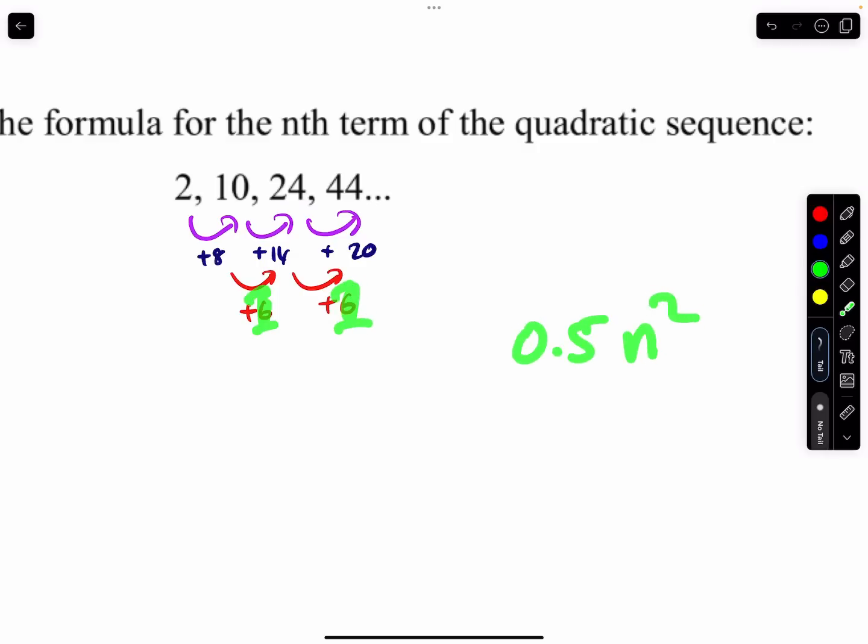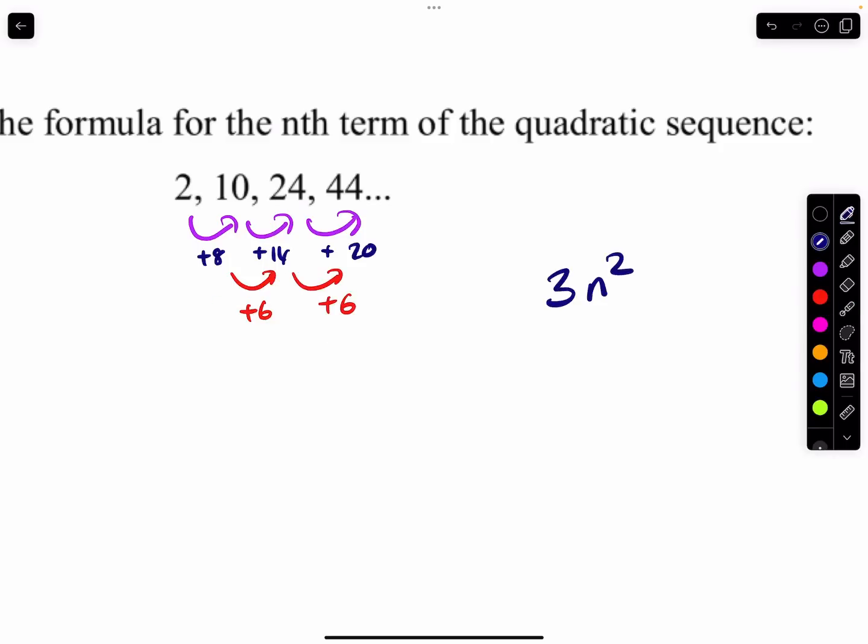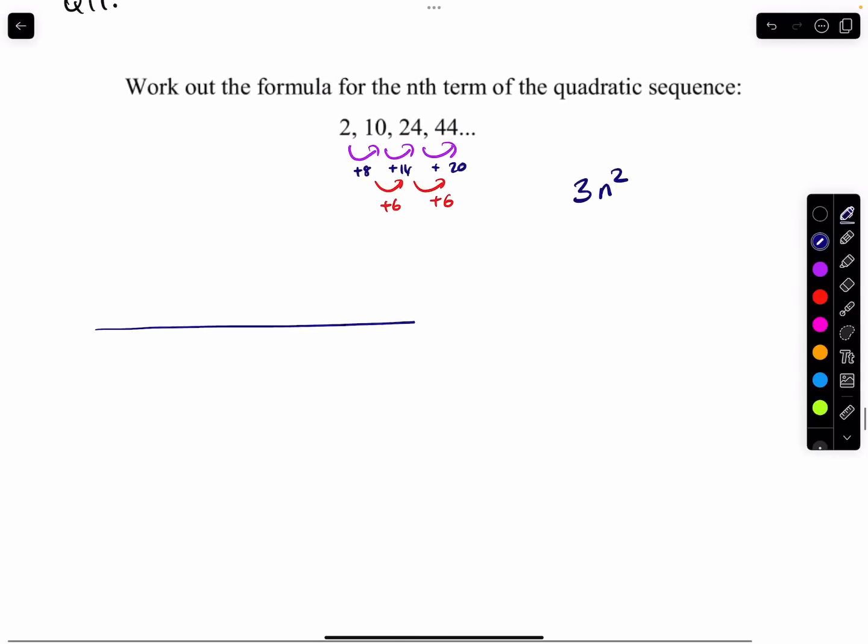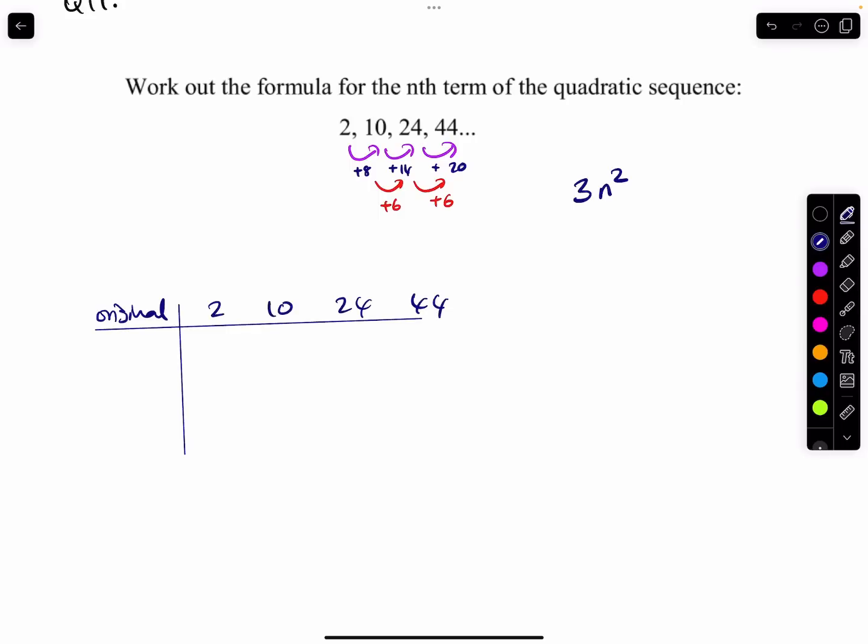And we write it with an n squared. Remember that? Our one was a 6, so we half the 6, we get 3, and we write 3n squared. Next, we draw our table. Here on our table, we have the original sequence, which is the 2, the 10, the 24, the 44. And then we write down what we found, so 3n squared. And then we're going to find the differences of that. So here, this is the first term, second term, third term, fourth term.